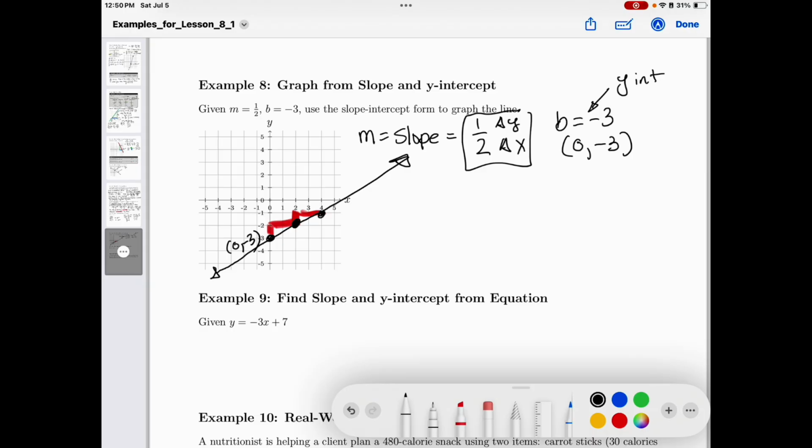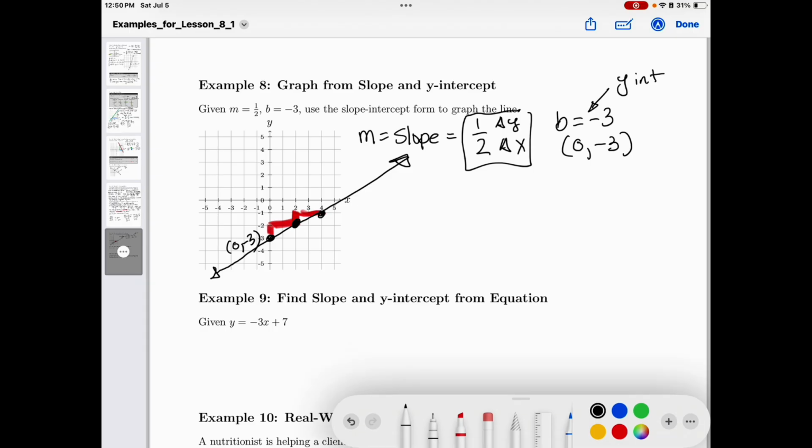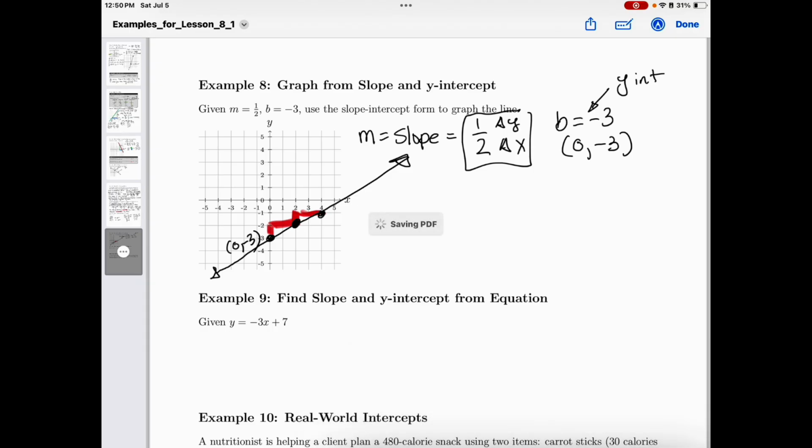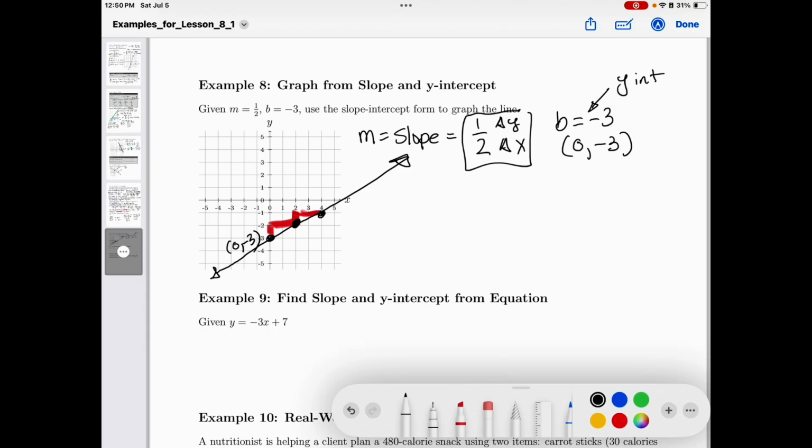Now, I highly suggest that when you look at the slope, you take the negative into consideration. So here's what I mean. Let's say, so this is another, we'll call this example A part B. If I had a slope of -1/2 with a y-intercept of -3, let me draw it in a different color. Let's draw it in blue.